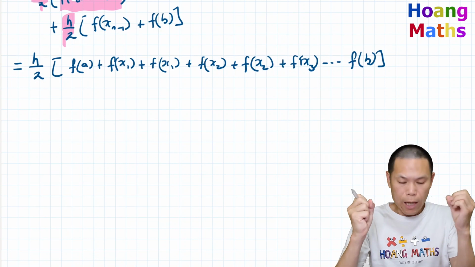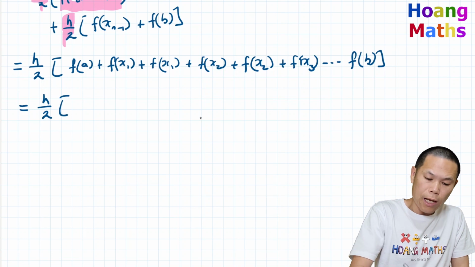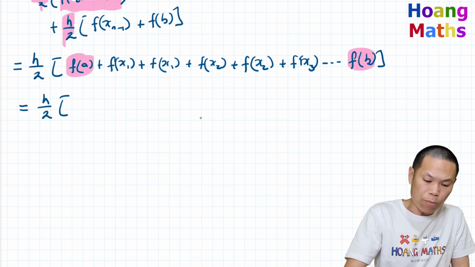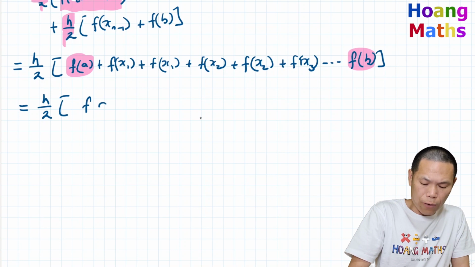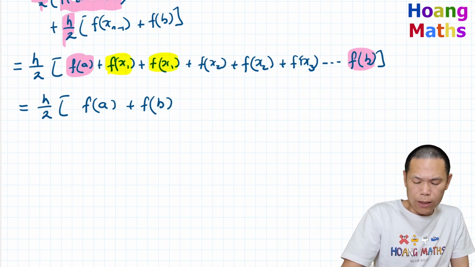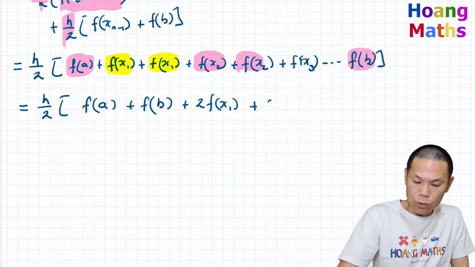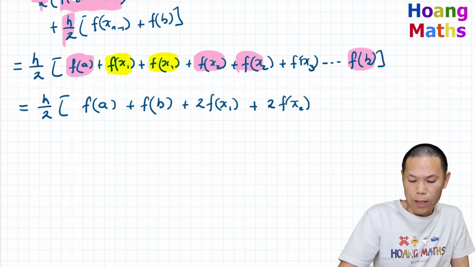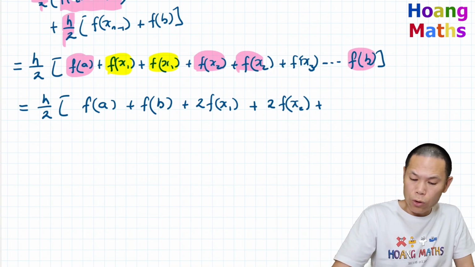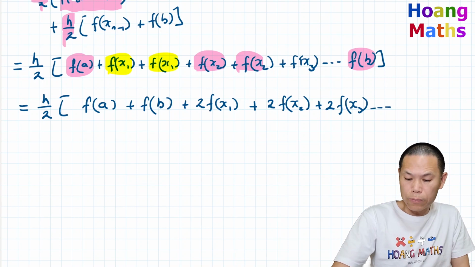Then this is exactly the same as, simplified, h over 2, and let me write f of a and f of b in front. So f of a plus f of b. For f of x1, we add these together, so that gives us 2 lots of f of x1. We add these two together, so we have 2 lots of f of x2. If you keep going, we also have 2 lots of f of x3, and so on.